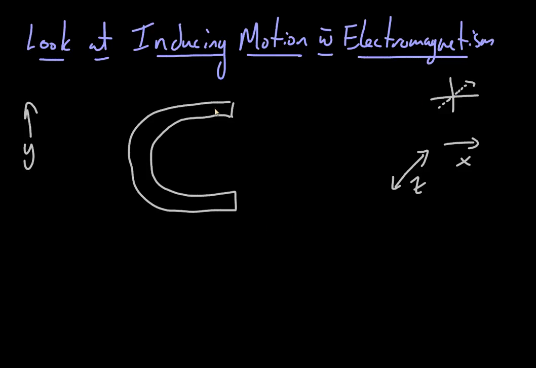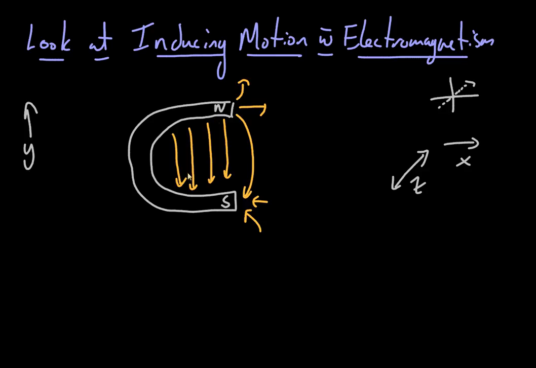If we put the North Pole up and the South Pole down on this U-shaped horseshoe magnet, then we know from experience that if we were to put a compass in here, we would find a magnetic field within here that goes like this. We don't really care that much about what's going on out here. Now we're looking from the side on.